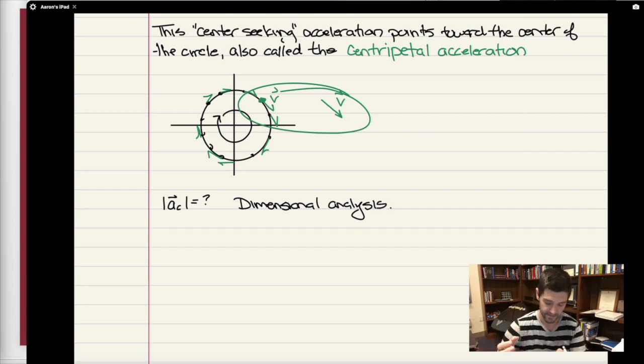Dimensional analysis is a highly effective tool if you just want to get a feel for how one variable might scale with the other. Like, is this acceleration proportional to the velocity, or the velocity squared, or the square root of the velocity? And dimensional analysis is analyzing the dimensionality, or in this case, the units.